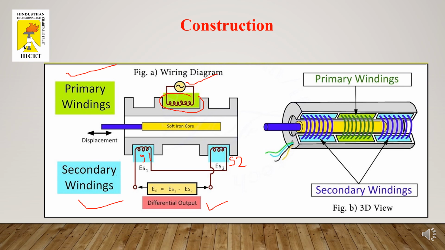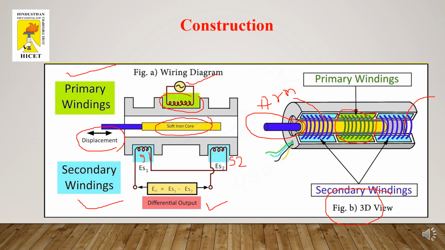Once it is placed inside the complete former setup, it will look like this in the 3D view. You can find at the center there is a primary winding, on either side there is a secondary winding, and here there is an arm. This arm is used to make a displacement. It is a soft iron core made of a magnetic material. Along with the soft iron core, you have an arm arrangement to make the displacement.